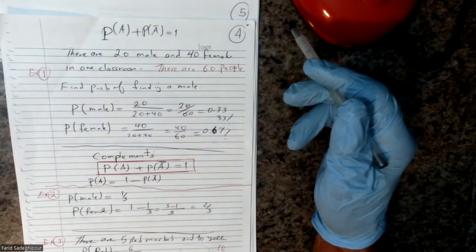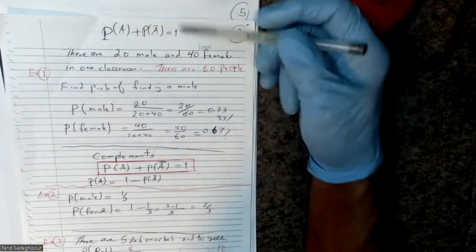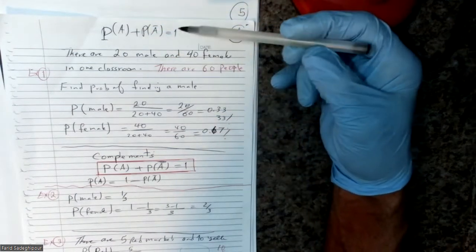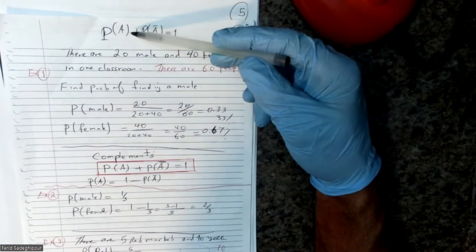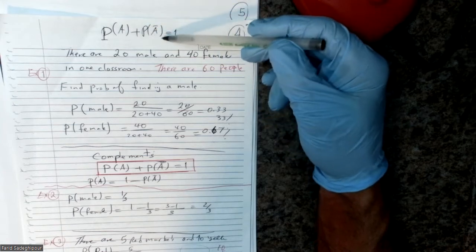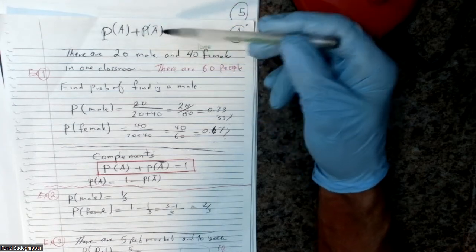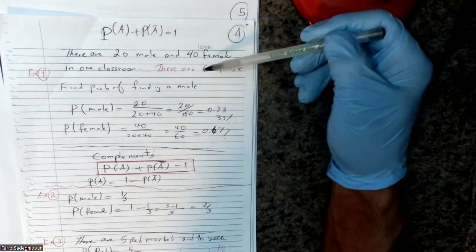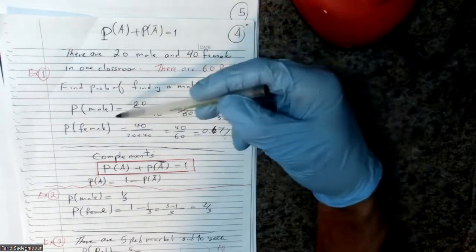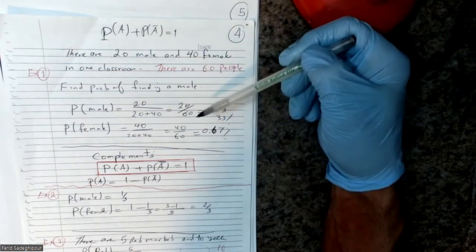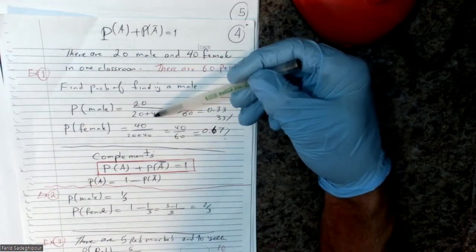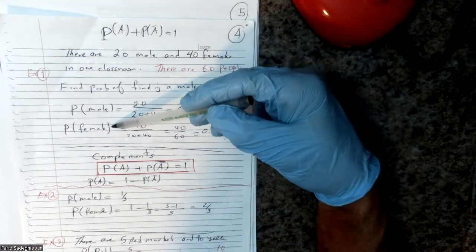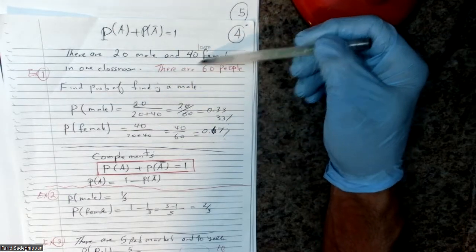Now, one of the formulas that we use often in statistics is the complement. For instance, here, probability of A plus probability of A bar equals 1. A bar is the complement of A. For instance, there are 20 males and 40 females, so altogether there are 60 of them. What's the probability of a male? Probability of male is 20 out of 60. In that case, if you want to calculate the probability of female, there are 40 out of 60 females.